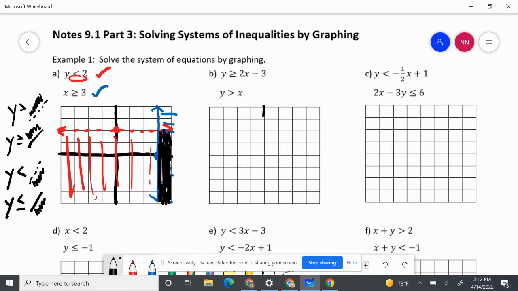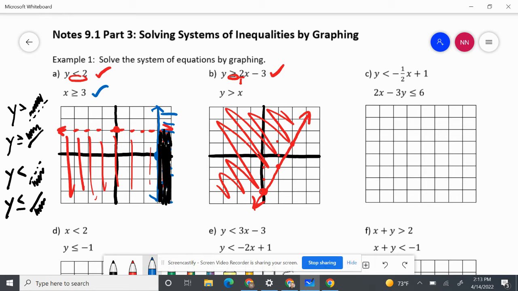So looking at our next one, what we're going to do is start with our linear equation. Our y-intercept is -3. Our slope is 2, which remember is 2 over 1. So we go up 2 to the right 1. I'm going to go up 2 to the right 1 again to make sure my line is straight. It's a solid line. Notice that there's a line underneath it, so it's greater than or equal to. And since it's greater than, we're going to shade above.